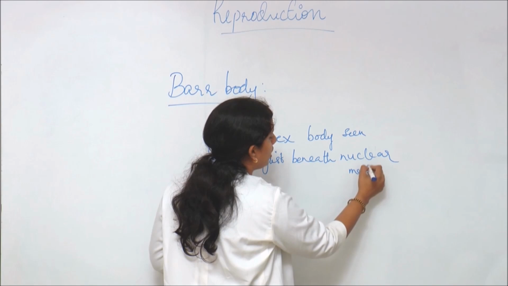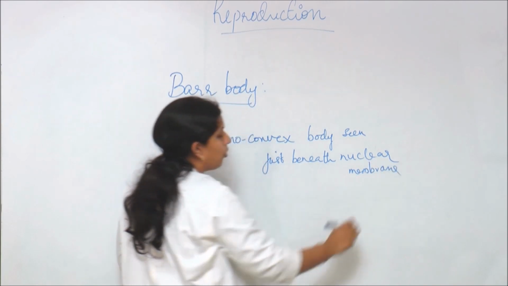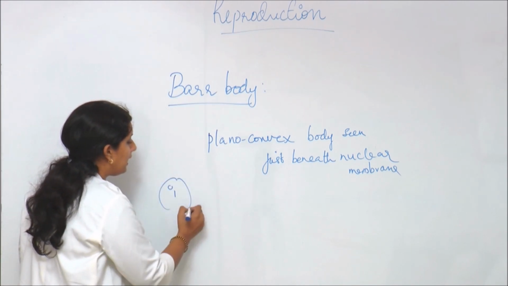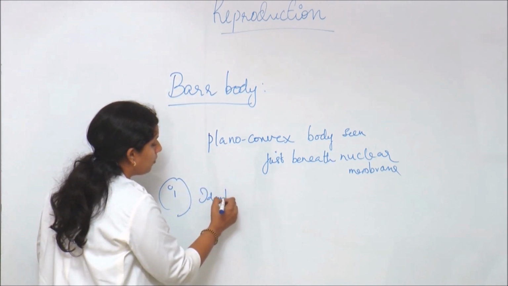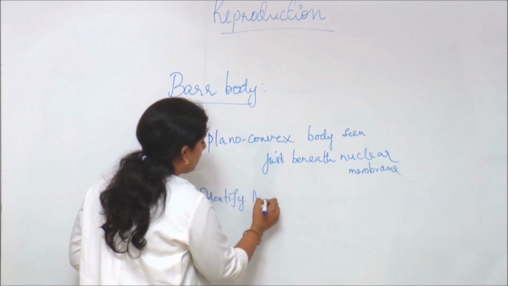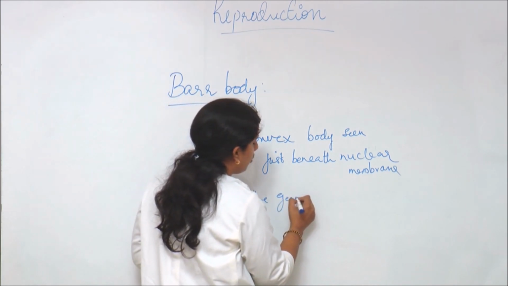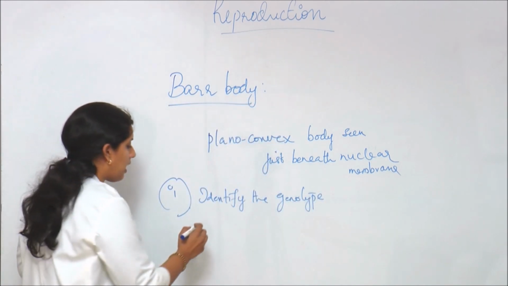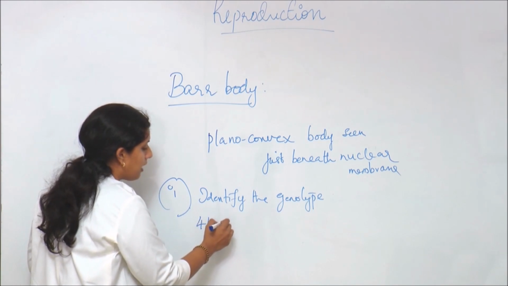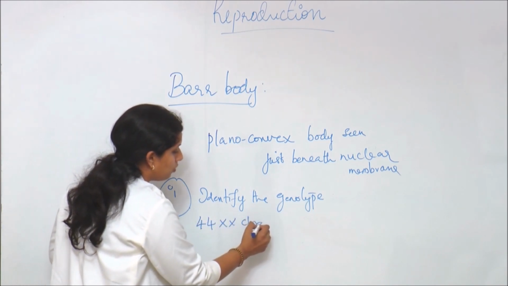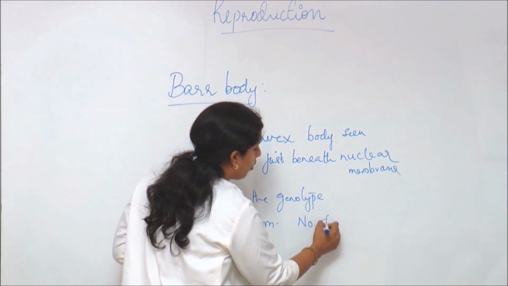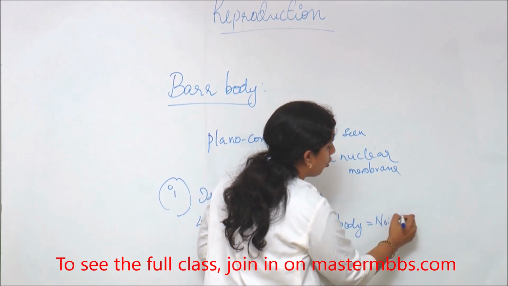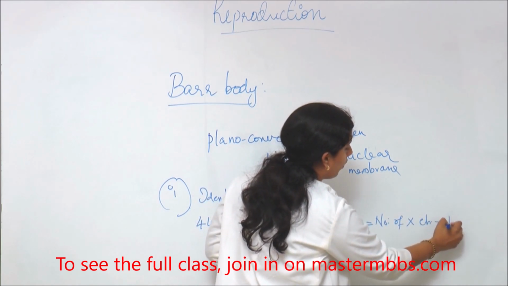And what is the importance of determining this Barr body? This helps to identify the genotype of an individual. For example, in a female they will be having 44 XX chromosomes. So the number of Barr bodies is equal to the number of X chromosomes minus 1.